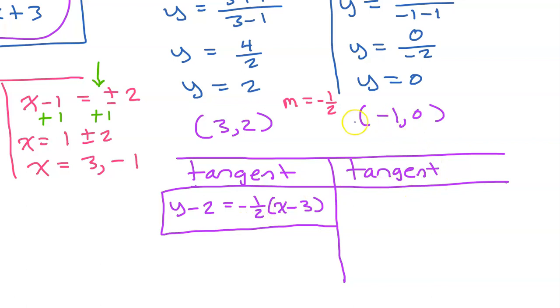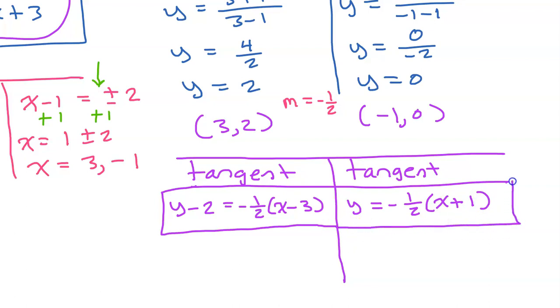And then doing it again for this point slope combo. So y minus y1, well that's just y minus 0. So I'm just going to put y. And then here comes that slope. And then x minus x1. Minus negative 1 is plus 1. So I'm going to put that. So this is the other equation of a tangent line. So that's it.